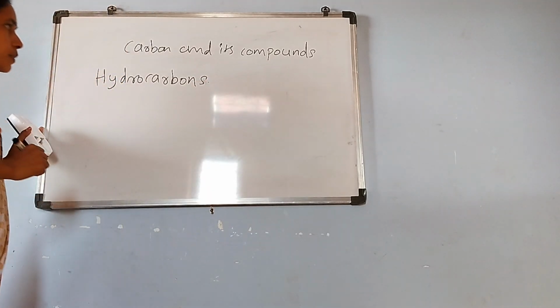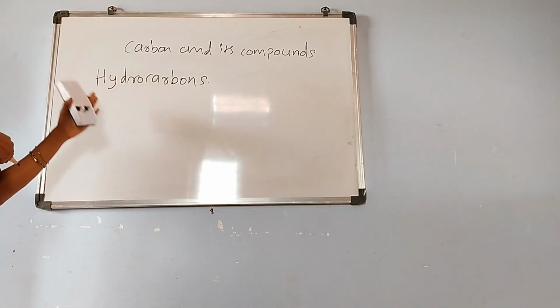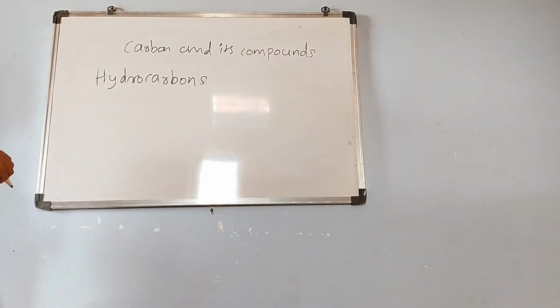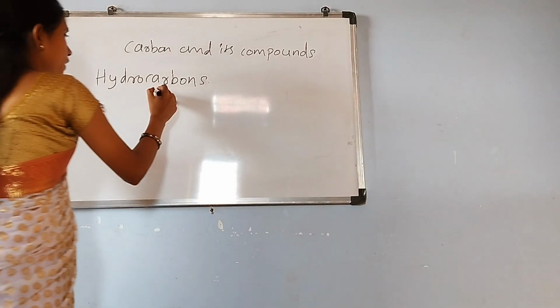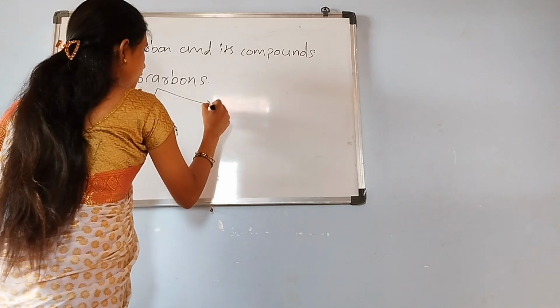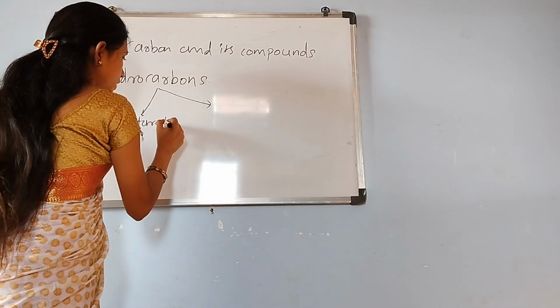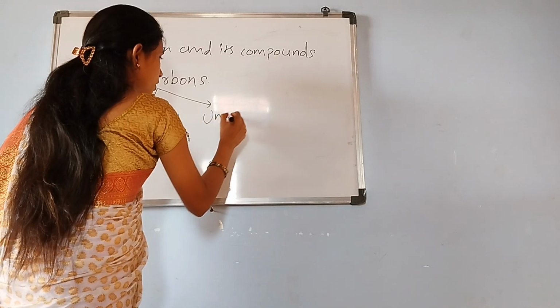So what are hydrocarbons? The compounds made up of hydrogen and carbon, we just call them hydrocarbons. In these hydrocarbons there are two types. One is saturated hydrocarbons and one is unsaturated hydrocarbons.